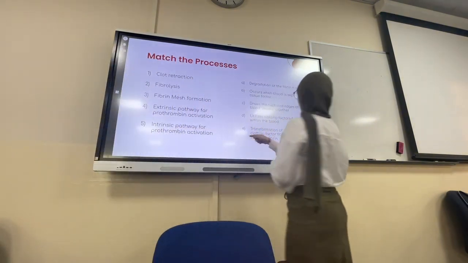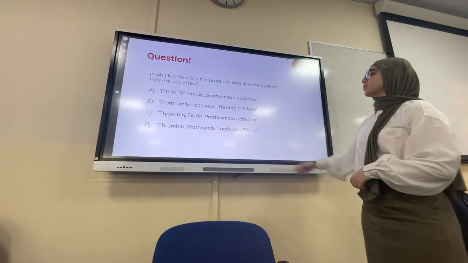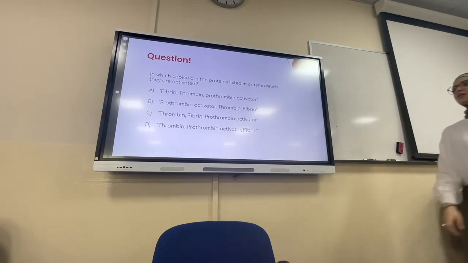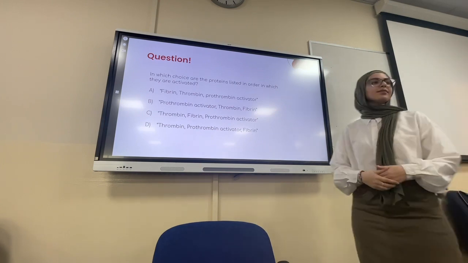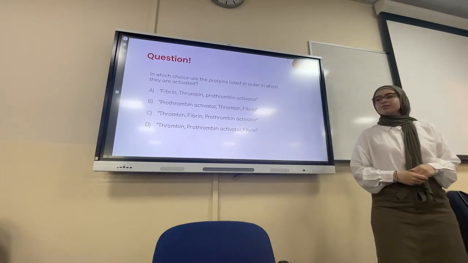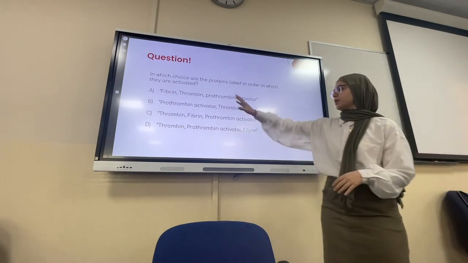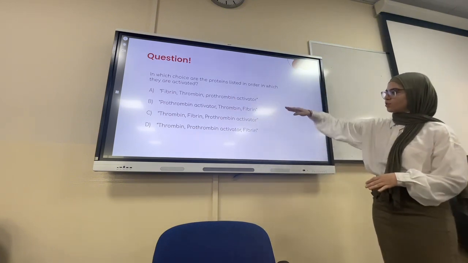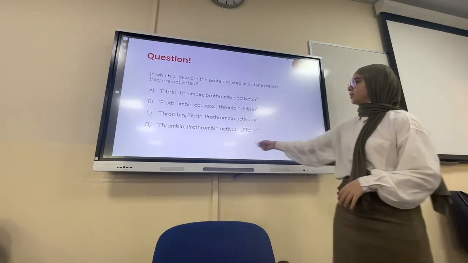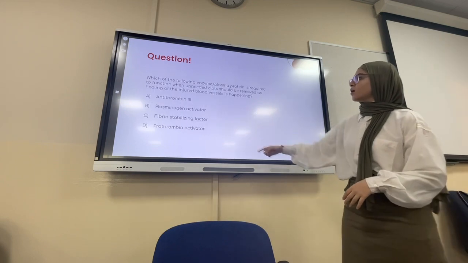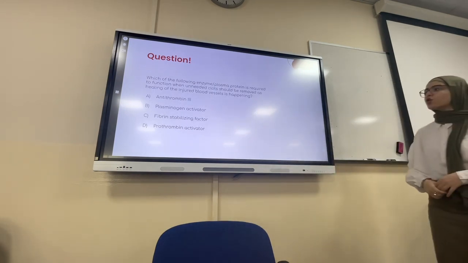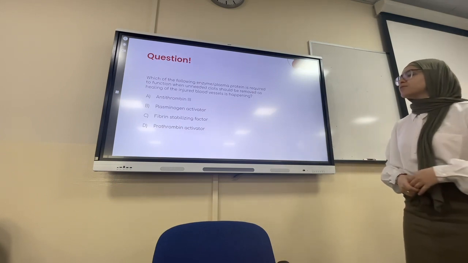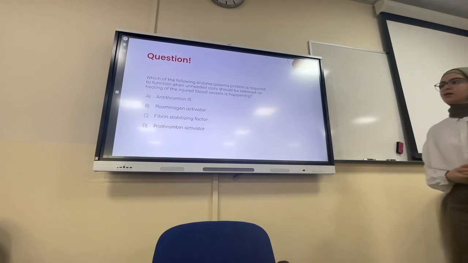Okay, so now we know our processes really well, and here is the question. In which choice are the proteins listed in the order in which they are activated? B, well done. Because we start with the prothrombin activator, then the thrombin, and then the fibrin. Good job. Okay, which of the following enzyme plasma proteins is required to function when unneeded clots should be removed as healing of the injured blood vessels is happening?